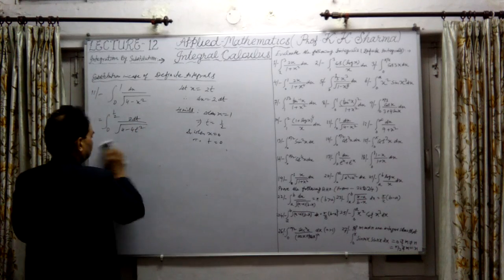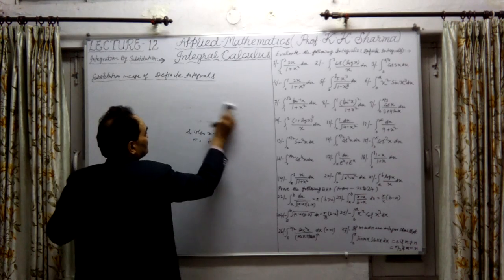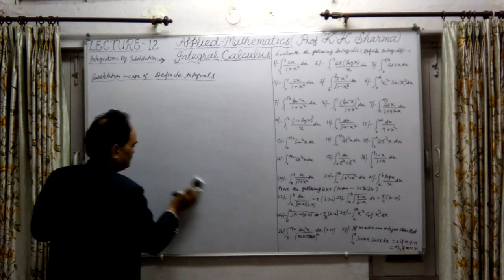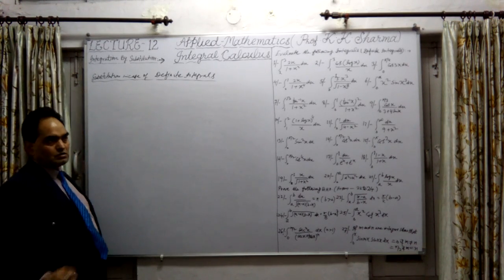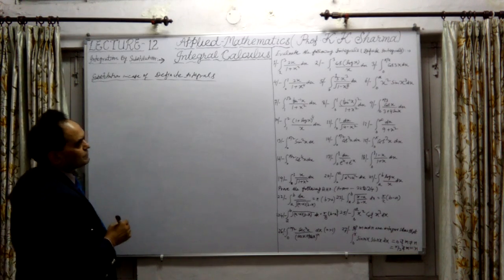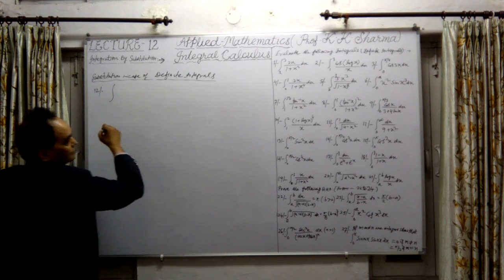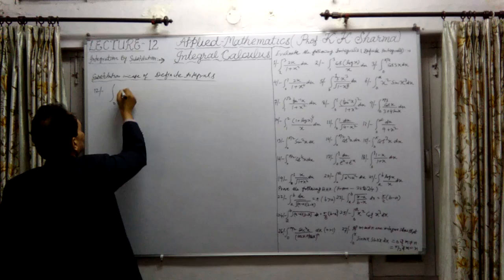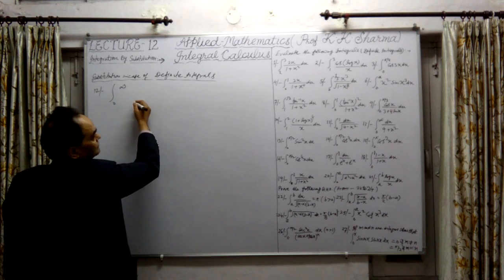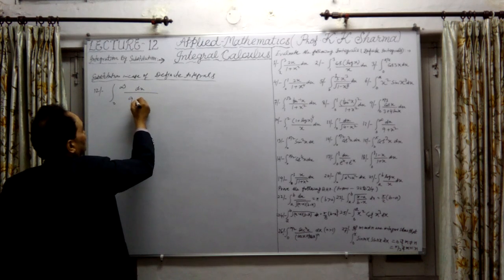Now let me take the 12th question. Question number 12 is the integration from 0 to infinity of dx upon 9 plus x square.